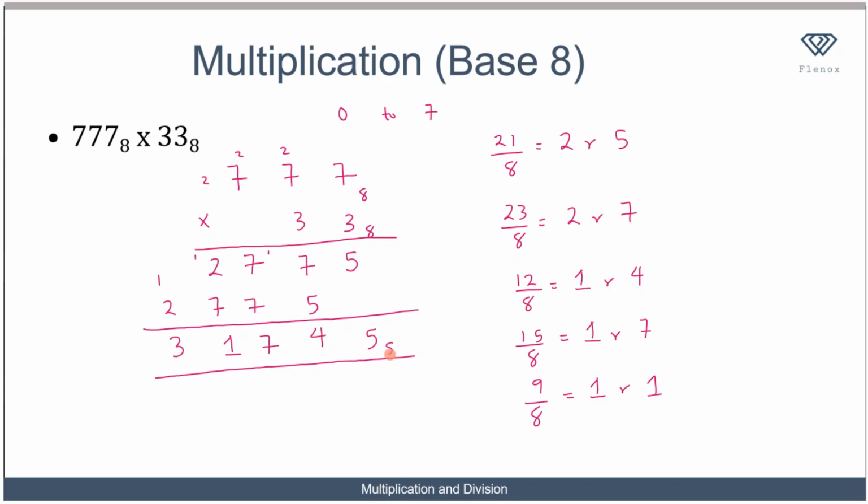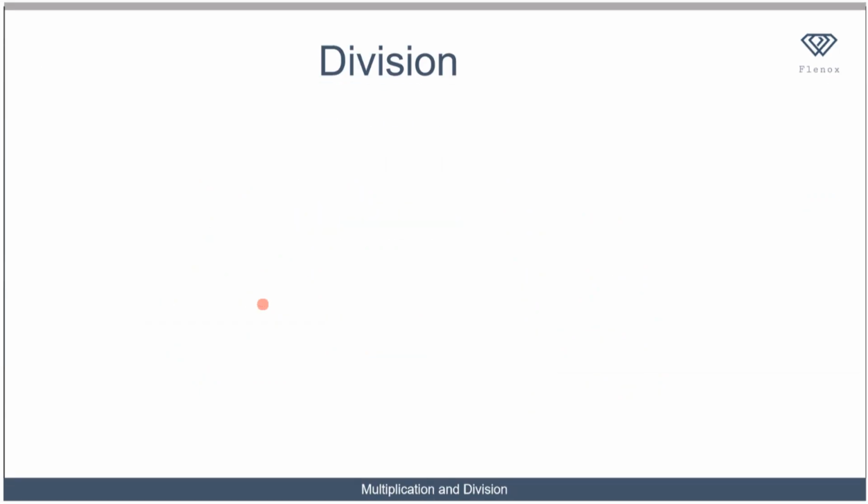31745 in base 8. So when you multiply these two numbers, this will be the resulting number. And as you can see, none of the digits here exceeds 7, so it is in line with base 8. So that's all about multiplication when dealing with other bases.